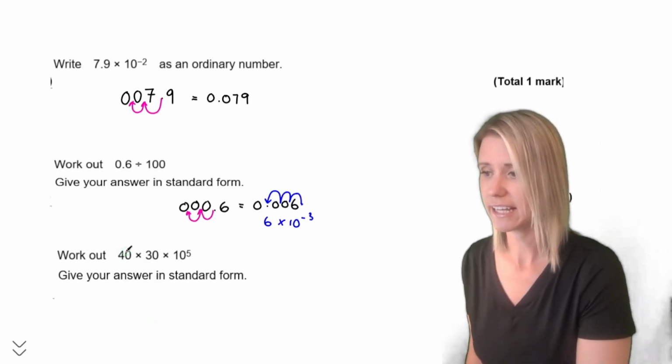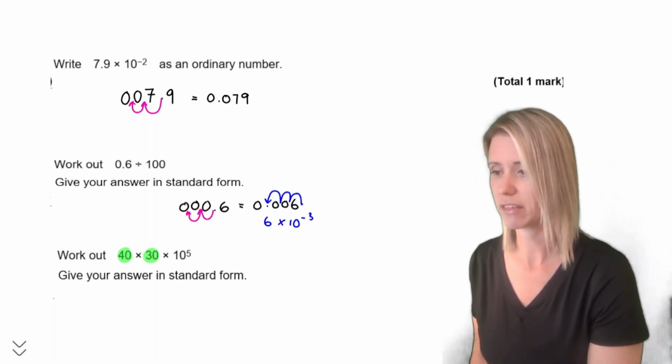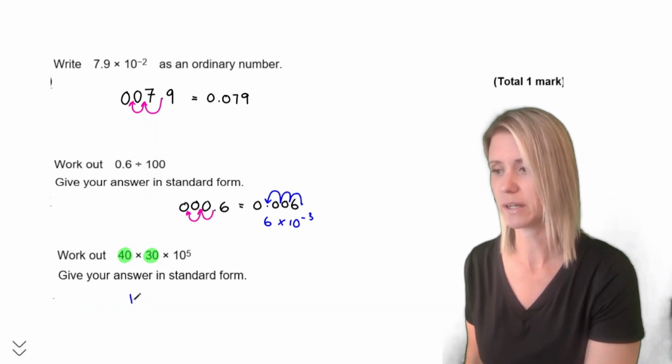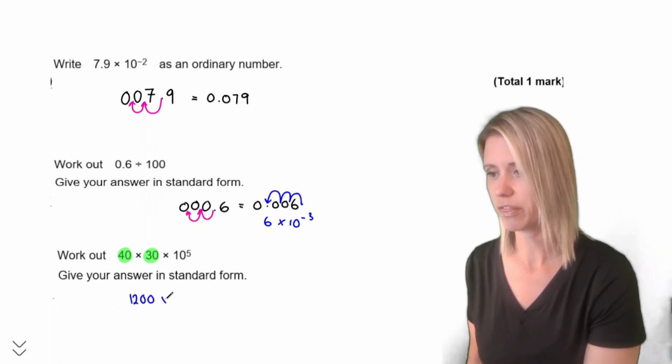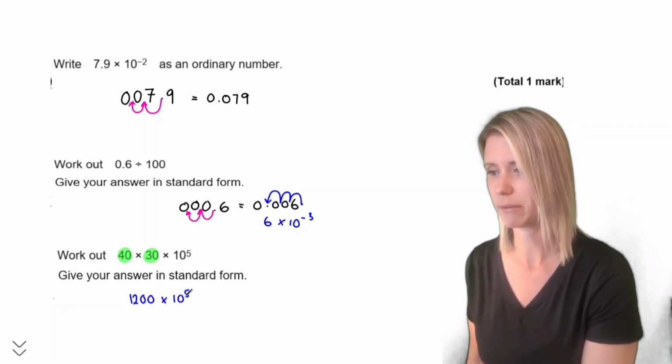Work out this and give your answer in standard form. So to do the calculation, we're doing 40 multiplied by 30 to start with. 4 3s are 12. Zeros are there, so 2 zeros. 1,200 times 10 to the power 5.